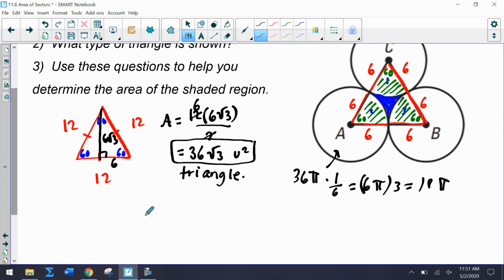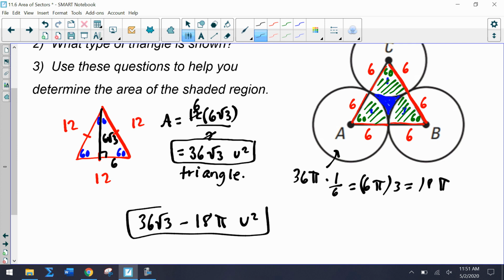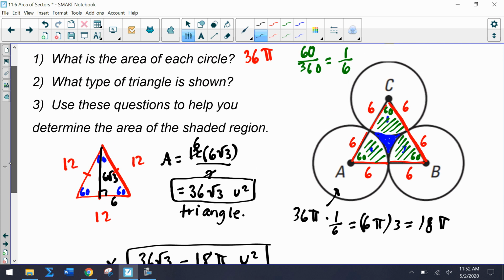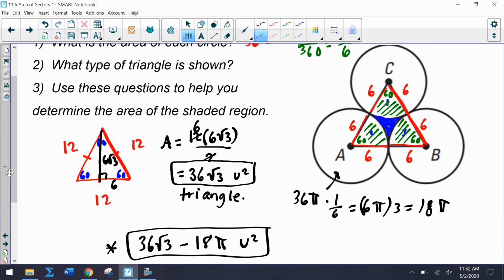So if we have the area of a triangle is 36 root 3, we can take away 18 pi to then get the area of that blue shaded region. And this answer looks super messy. Okay, the answer looks messy, but it's okay. Leave it like that. We can't combine anything. We would need a calculator in order to write it as a decimal. So just leave it like so. Okay. So come up with a plan for each of these problems. Figure out, all right, what do you have to find the big area of, and then what can you subtract away?